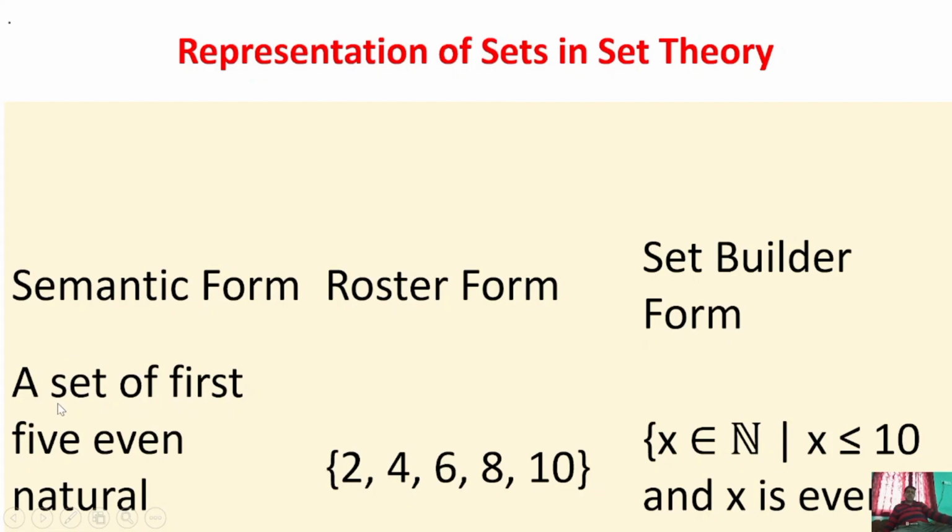You see here a set of 5 even natural numbers in the semantic form, in the form of a statement. In the roster form, all the elements are written distinctly and clearly within curly brackets. In the set builder form, it is written as a property or symbolic notation of the set: x belongs to N such that x is less than or equal to 10 and x is even. I will discuss one by one.